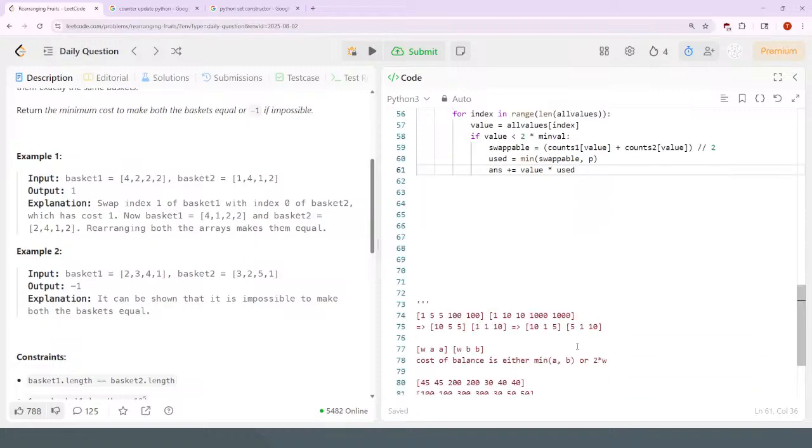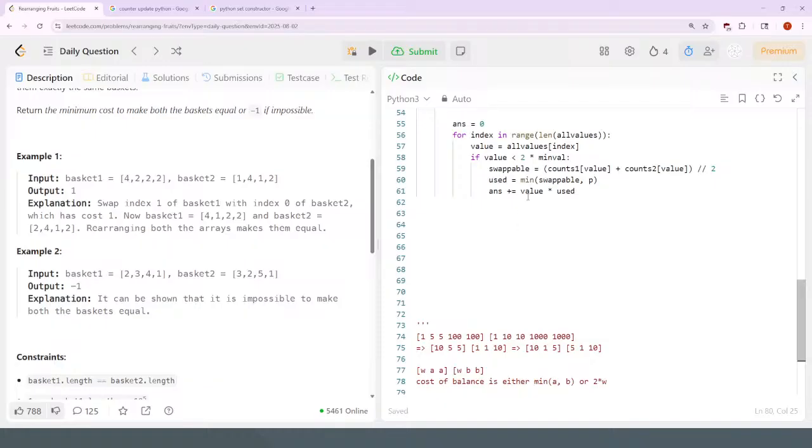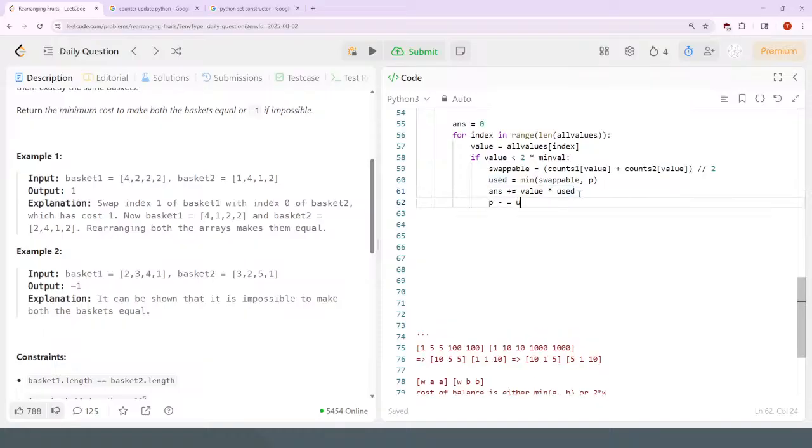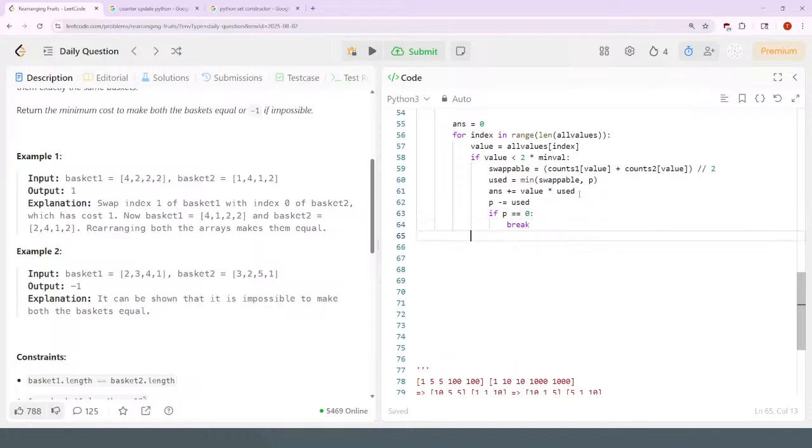So if I have a 40 and a 40 and another 2 40s, then I can use 2 of the 40s to swap twice. So the value is 40, the number of times I use is 2. And then p is decremented by the used. And if p is ever 0, then break, because then I don't have anything else to swap.